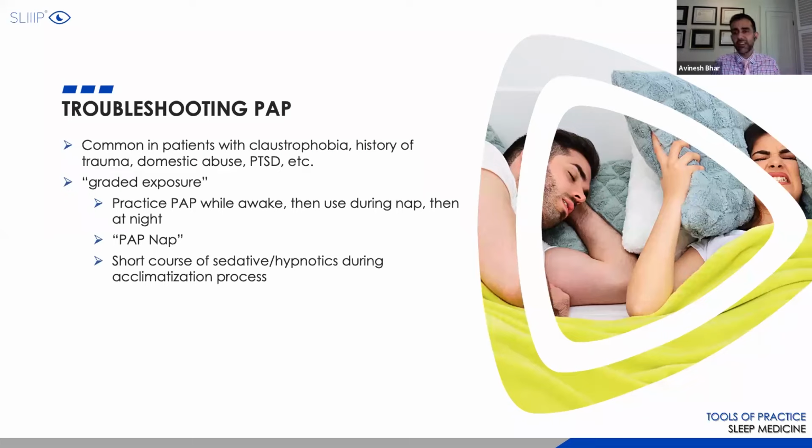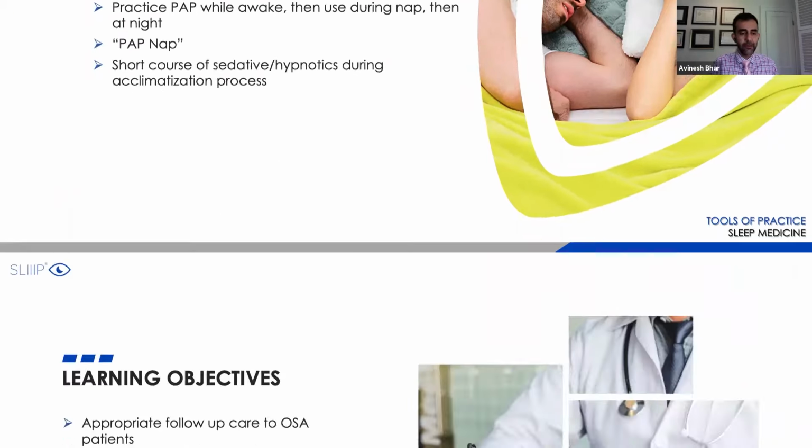PAP naps are a cool thing. If I have patients struggling, we will send them to sleep labs. This can be done during the daytime, where they have an appointment set at the sleep lab. The sleep lab technician will work with them, making sure they bring the machine in from home and also their mask. They will try different masks with their own home machine, have them sleep in different positions, and see how it works with the leak, comfort level, and so on. Now check with your sleep lab if they do a PAP nap. And if they do, then you can go ahead and order that.